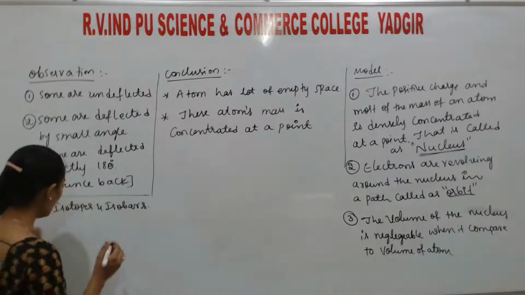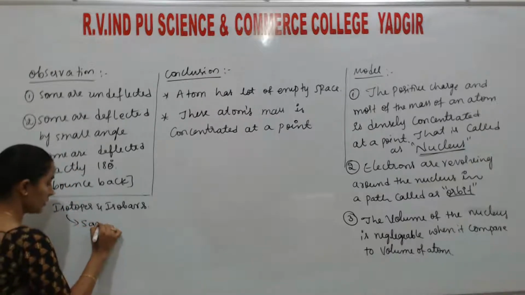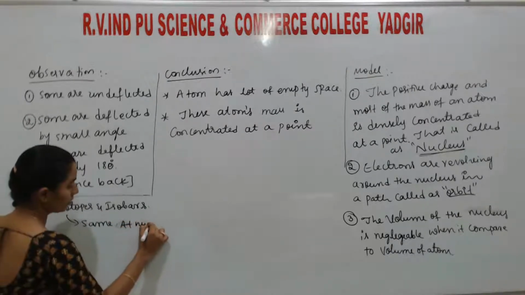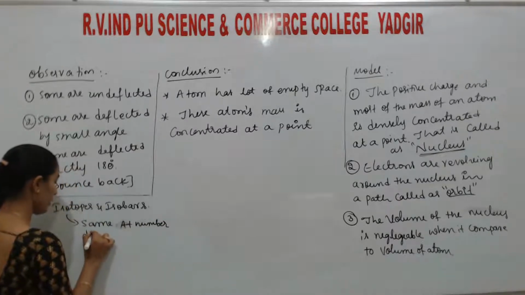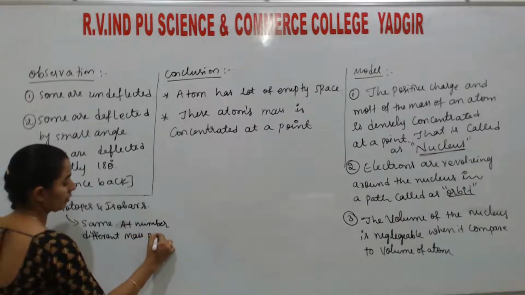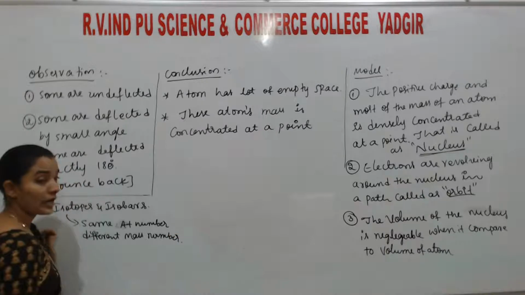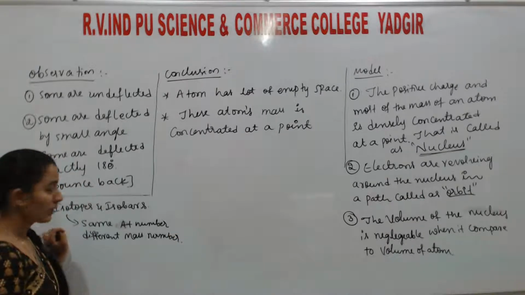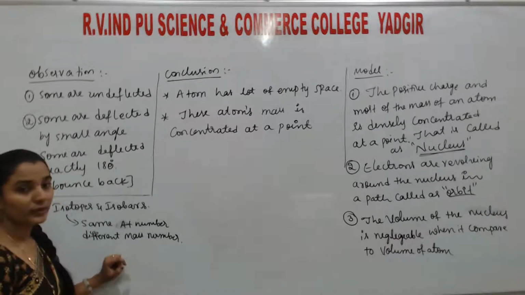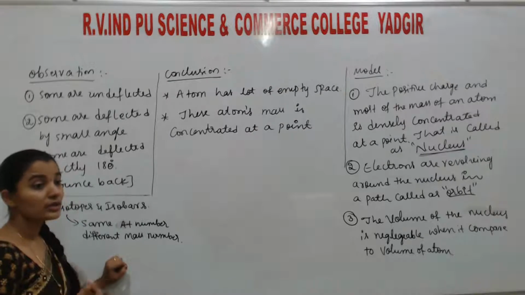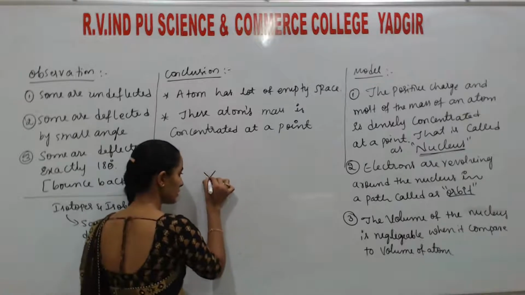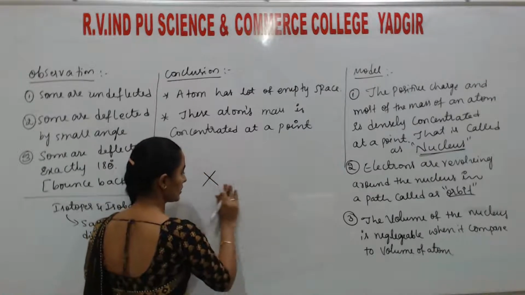Isotopes means atoms having the same atomic number but different mass number. Those are called isotopes. Compounds having the same atomic number, different mass number. Now the thing is, what is atomic number? What is mass number?